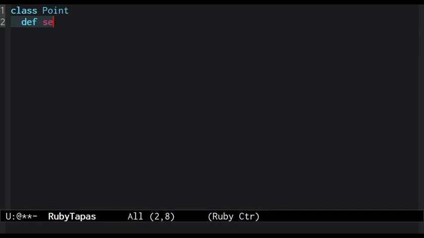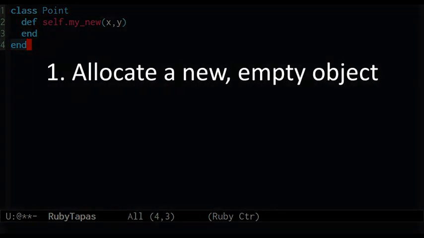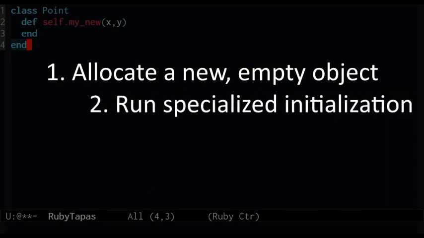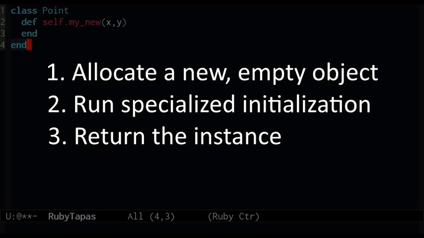The easiest way to understand object construction in Ruby is to rewrite it ourselves. We'll start with a class-level method called myNew. To construct a new instance, Ruby needs to do three things. 1. Allocate a new empty object to the given class. 2. Run any specialized initialization code defined for the class. And 3. Return the initialized instance.